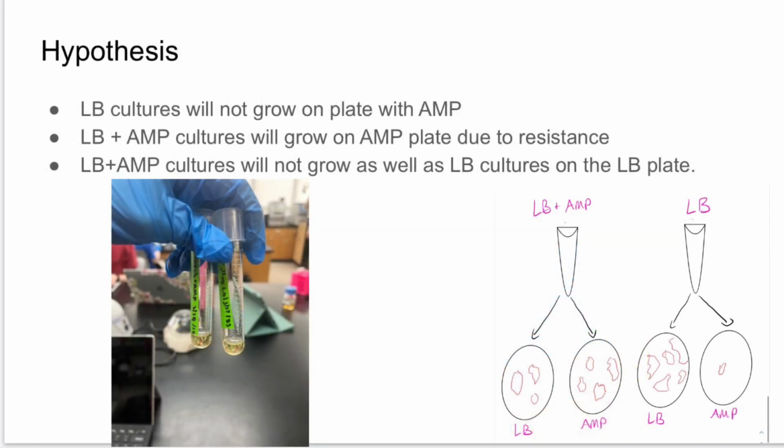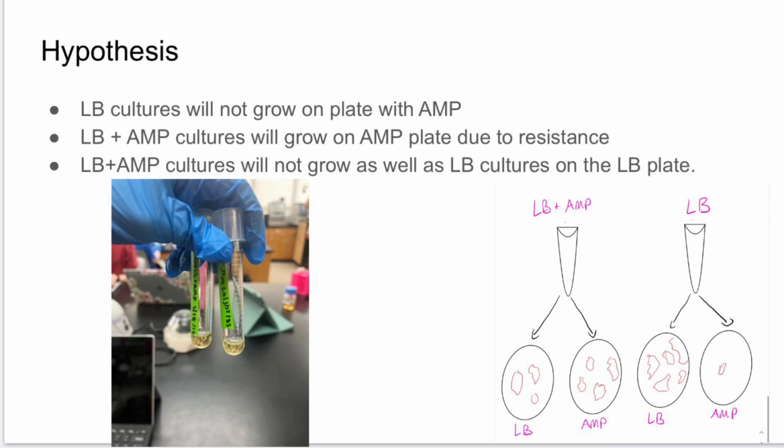At the end of the experiment, when the tubes without AMP are put onto plates, one containing AMP and one containing just LB, we expect that there will be no colonies or very few on the AMP plate because they are not resistant to the antibiotic. On the LB plate, we can expect that lots of colonies will grow because they can reproduce and grow without interference.